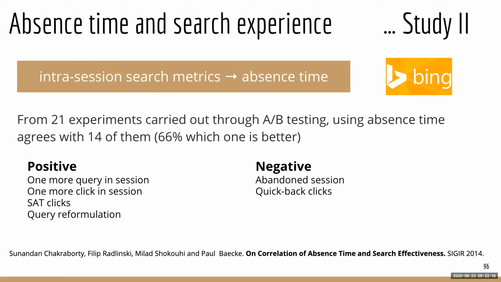It's a much more varied type of search query. So they had 21 experiments carried out through A/B tests, and they used absence time as a way to compare the A/B tests. And they agree 60% of the time in terms of the metric, which was click-through rate or something else here.